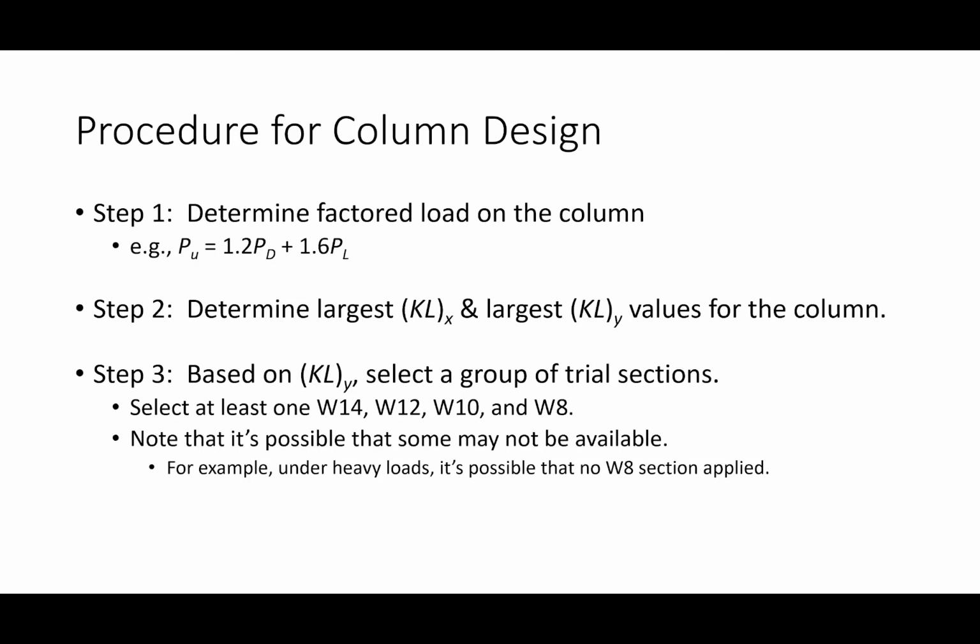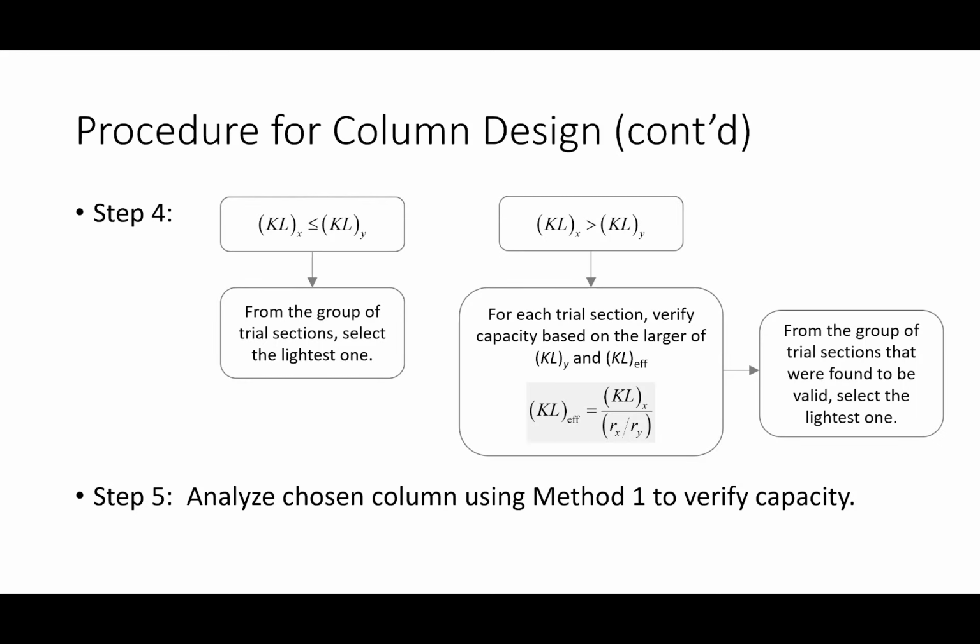Now, what do I mean by a group of trials? I want you to pick at least one W14, at least one W12, at least one W10, and at least one W8. And let me qualify that statement. It is possible that under some loads, you might find that there are no W8s that work. That's fine, okay? But I want you to target to try and pick one W14, one W12, one W10, and one W8, okay? So for each of these, we then need to check them.